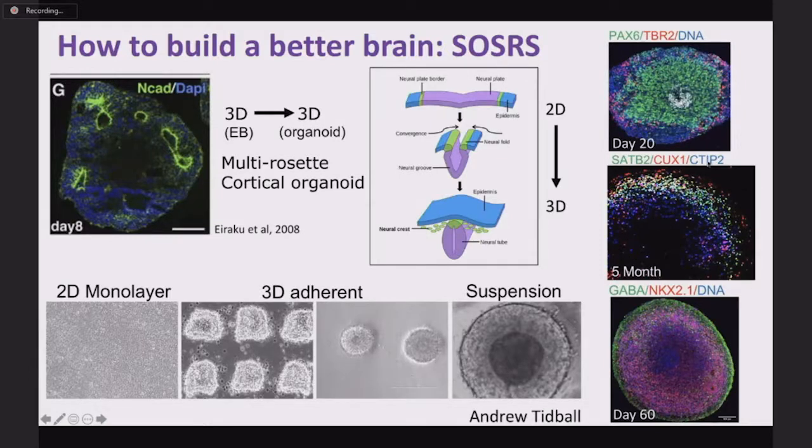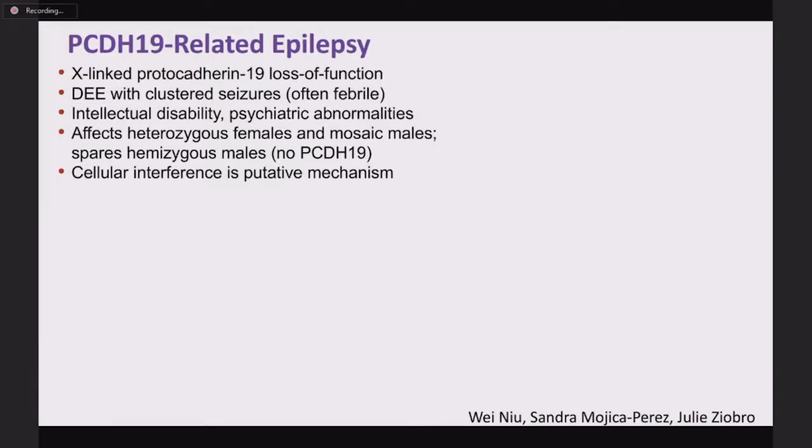By 5 months, they're making all the different cortical layers. We can pattern them to make ganglionic eminence and inhibitory neurons that express GABA, and we can do the fusion as well. And we applied this to a really interesting disease some of you may have heard, well, many of you have heard of. In the past it was mistaken for Dravet syndrome, called PCDH19-related epilepsy.